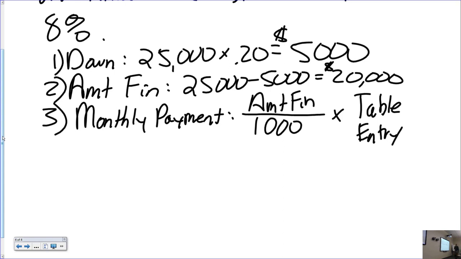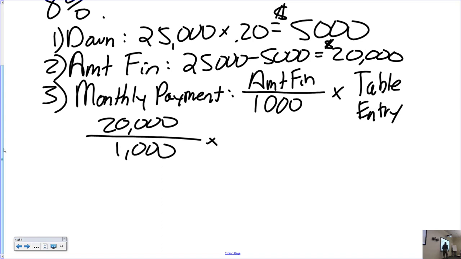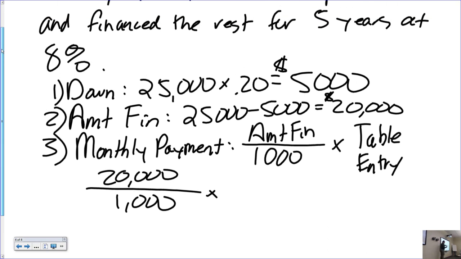So in this case, how much did I finance? 20,000. Divide that number by 1,000. Now, table entry, folks. What's my interest rate? 8%. So go to the 8% column, and then all you have to do is go down as far as the number of months you're going to take to pay it off. How many months am I going to take? 60, because I said 5 years. So what's the table entry at the very bottom? 20.28. And that's all there is to it, folks.